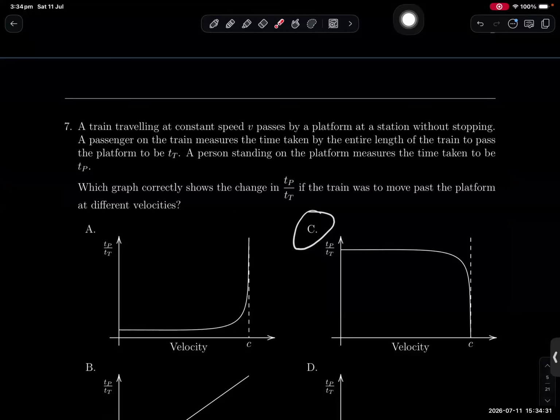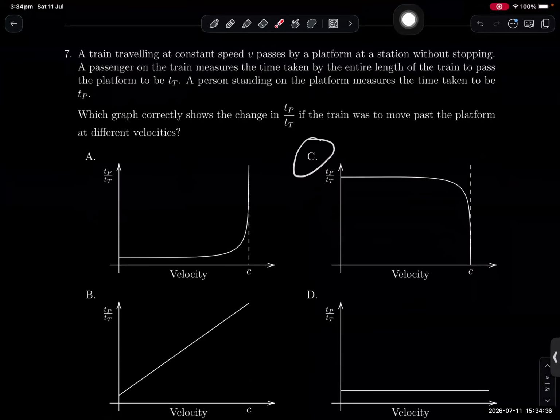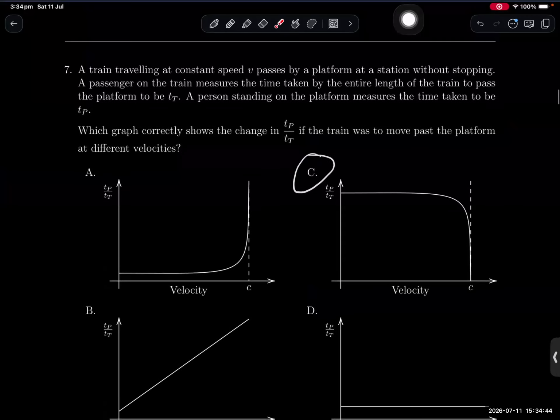A train traveling at constant speed v passes a platform at a station without stopping. A passenger on the train measures the time taken for the entire length of the train to pass the platform to be t, and the person on the platform measures the time taken to be tp.